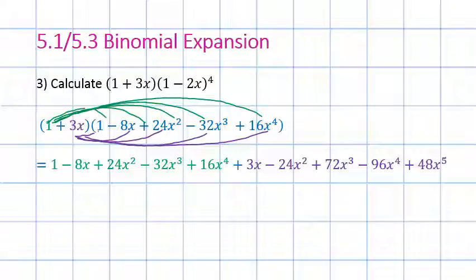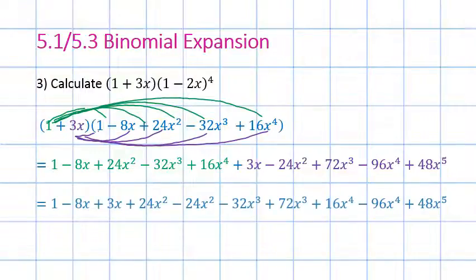Okay, so I'm going to gather this together so it's easier for me to add up. So I'll put the x's together and the x squareds together and so on. And then all we need to do now is collect those terms. So minus 8x plus 3x gives me the minus 5x. The x squared terms are both 24 and minus 24, so they'll cancel. Then I've got minus 32 plus 72x cubed, which gives me the 40, and then plus 16x to the 4 minus 96x to the 4 gives me the minus 80, and then plus 48x to the 5. This is quite a long-winded question. There's lots of stages to it, so be careful to be really thorough in your calculations so that you don't make a mistake along the way.